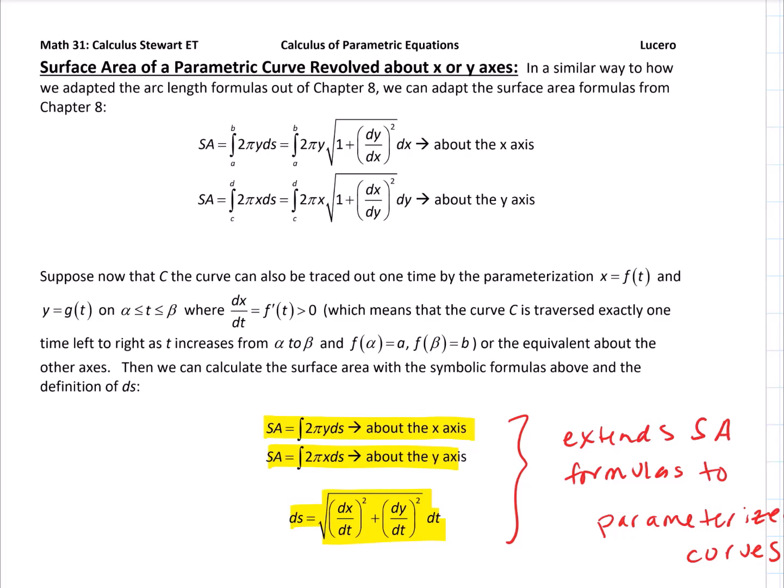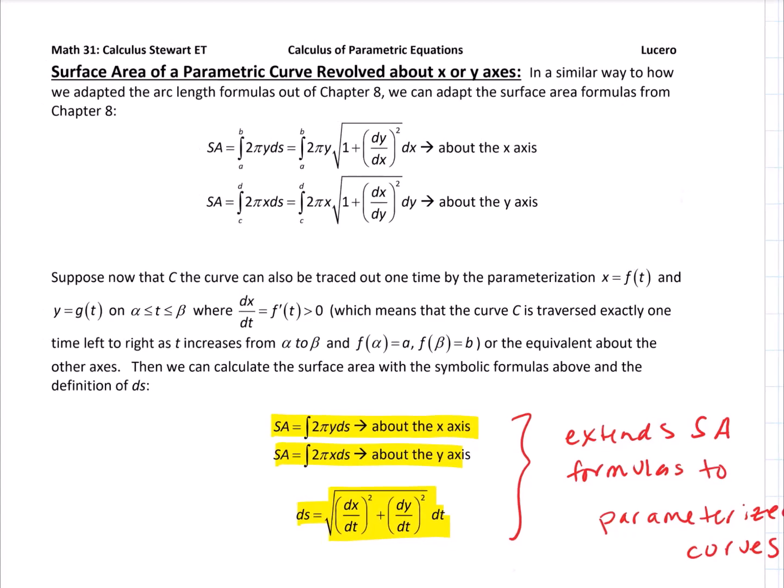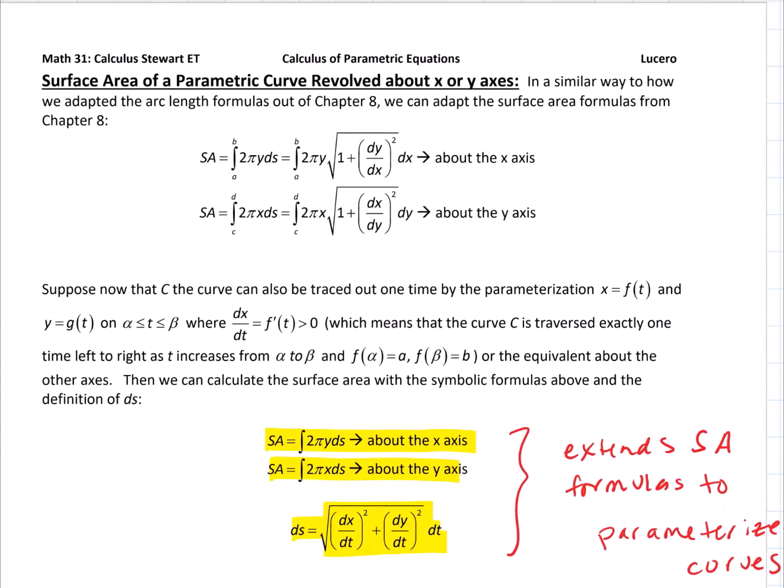These particular integrals can get quite complicated, and a lot of times we just plug into the formula and set them up, and then maybe use numeric integration if needed to figure out the actual approximation for the surface area. Okay, so that wraps up the applications of parameterizations of parametric curves applied to calculus.